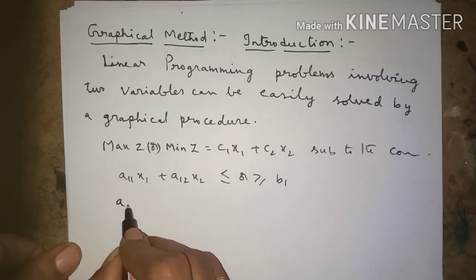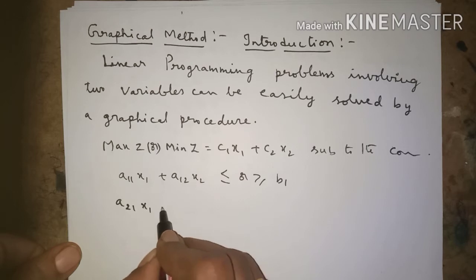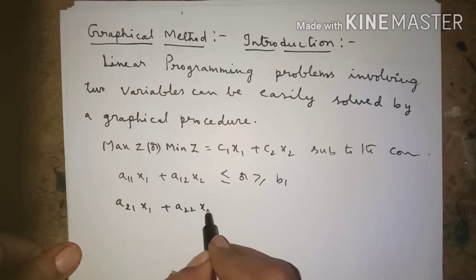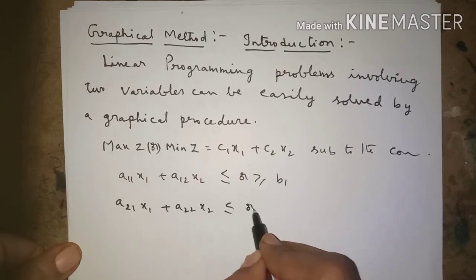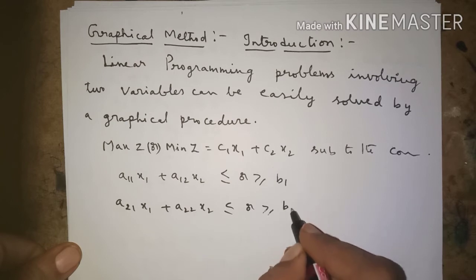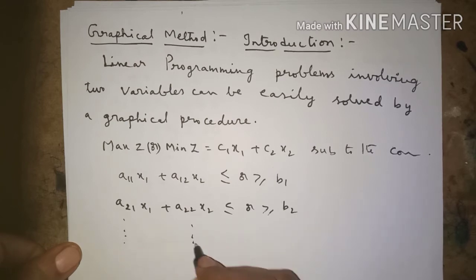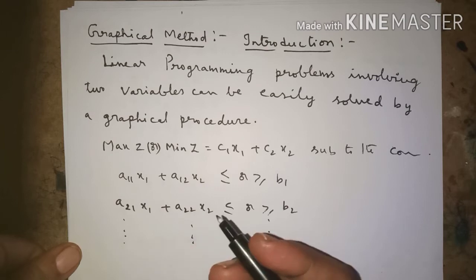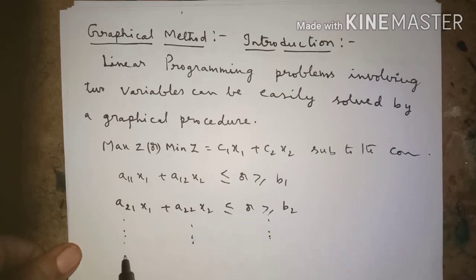Now the second constraint is a21 x1 plus a22 x2, either less than or equal to or greater than or equal to b2, and so on. There may be 3 constraints or 4 constraints or any number of constraints, depending on the problem. The last is an1 x1 plus an2 x2, less than or equal to or greater than or equal to bn.